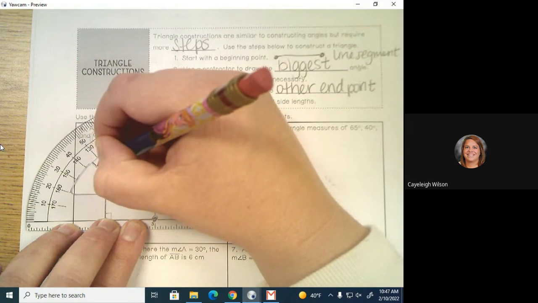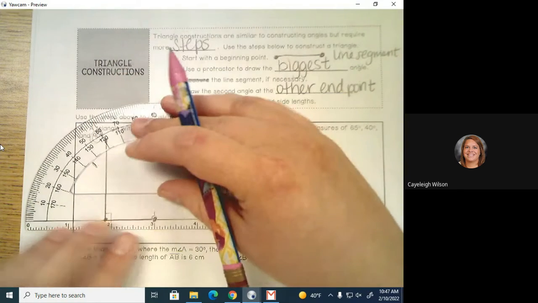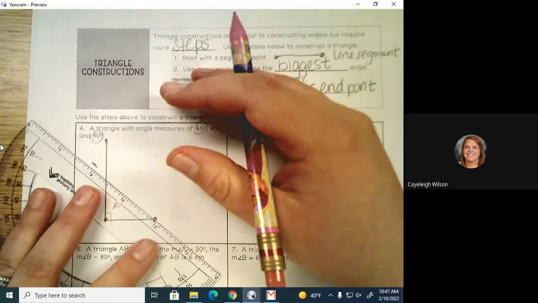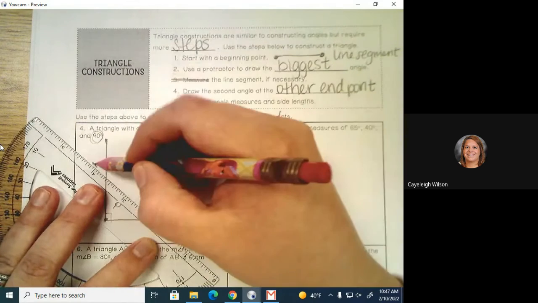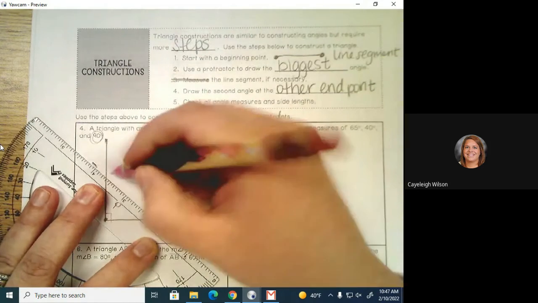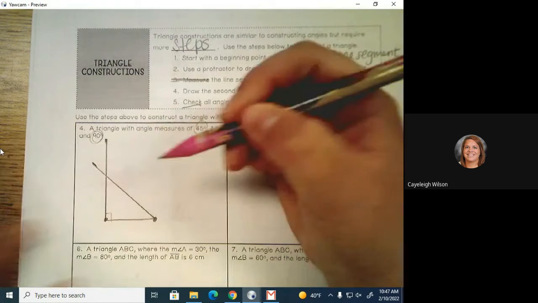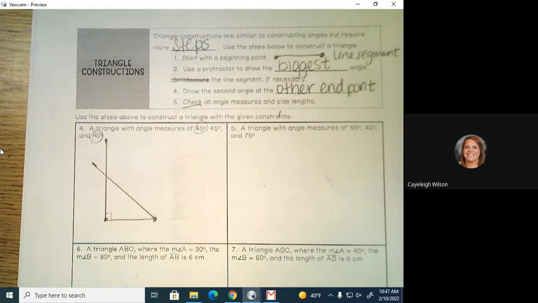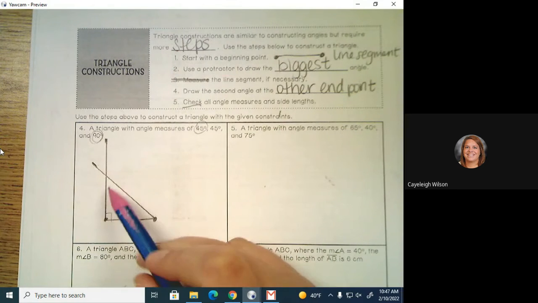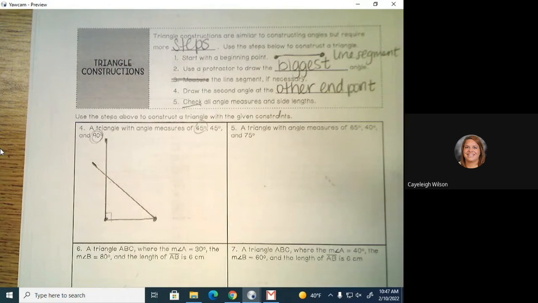The 40 and 50. And then I'll take my ruler and connect that 45-degree little tick mark down to the end point. And I'm done. It makes a triangle: 90, 45, 45. So you're only plotting two of the angles, because the third angle will always be that other measure.